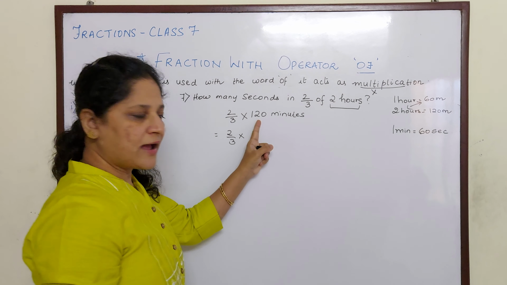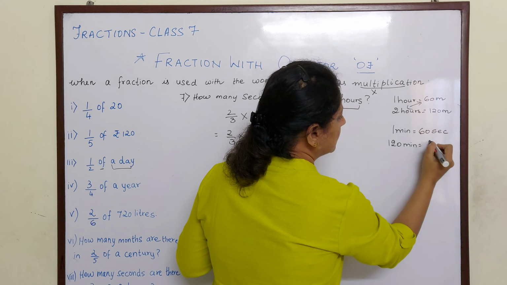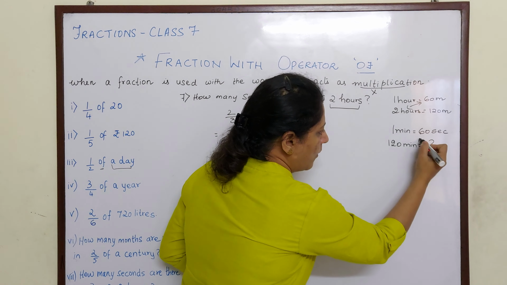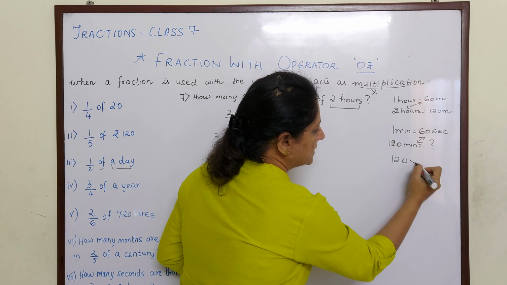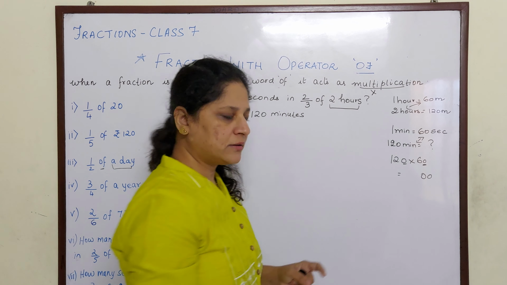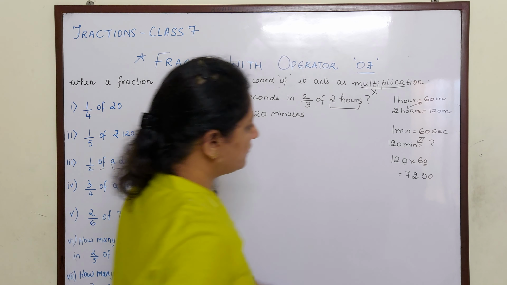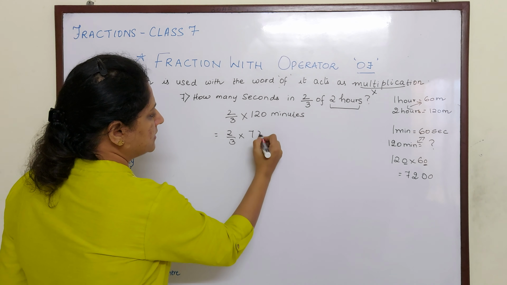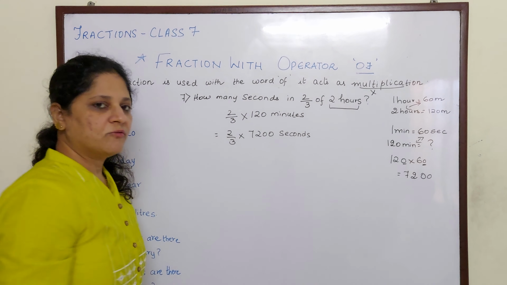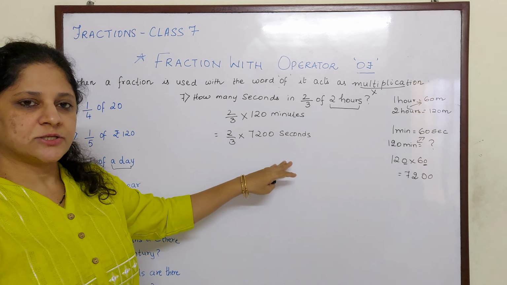So how many minutes are we having? 120 minutes. So 120 minutes is equal to how many seconds? What will you do? Yes, cross multiply 120 into 60. Now there are 2 zeros in the end. So 2 zeros I will put here. And 12 sixes are 72. So we have got 7,200 seconds. Now after this it is very easy, children. So what did we do? We converted hours to minutes and minutes to seconds.